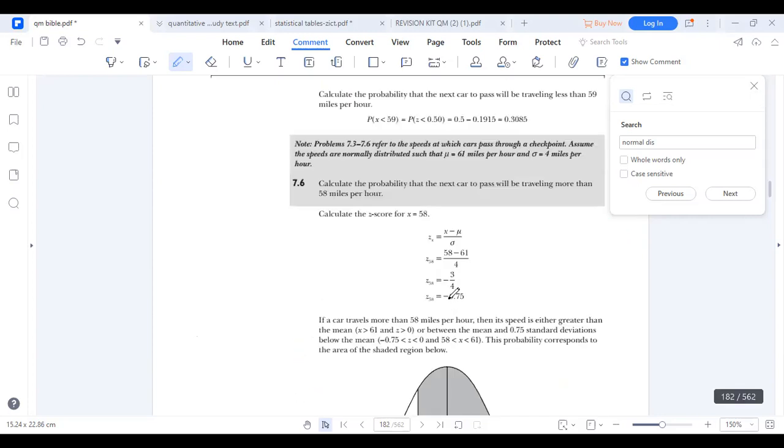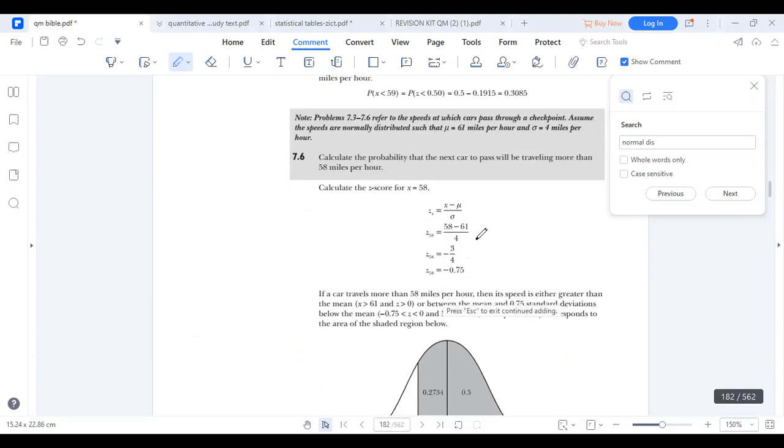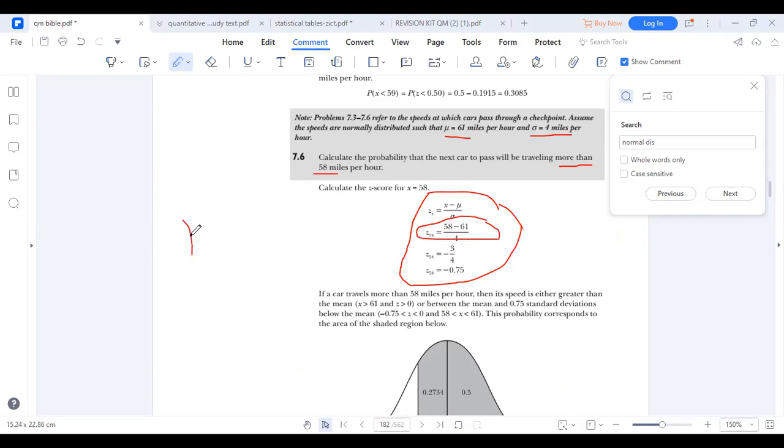So this is about what this distribution is about. Here we have the mean of 61 and the standard deviation of 4. So it's just a matter of substituting here, and the probability of more than 58 miles. So you get the Z value. By substituting here it is negative, so it will be the probability that Z is greater than negative 0.75.